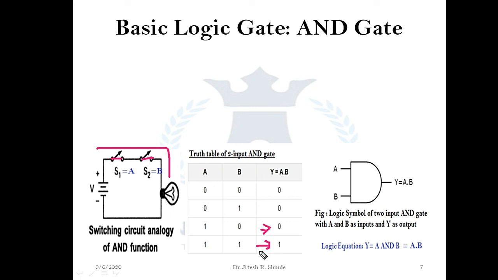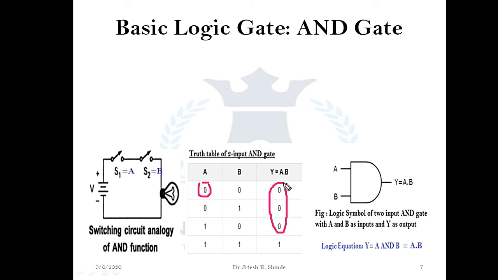So from this analysis, from the truth table, we can say that if any one of the inputs, if any one of the switches is open, or if any one of the inputs is at logic 0, the output will be equal to 0.